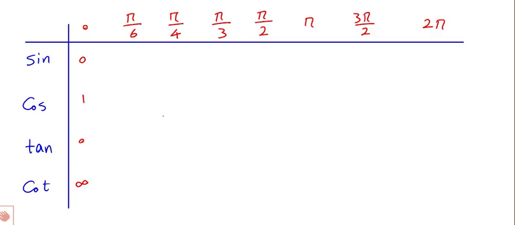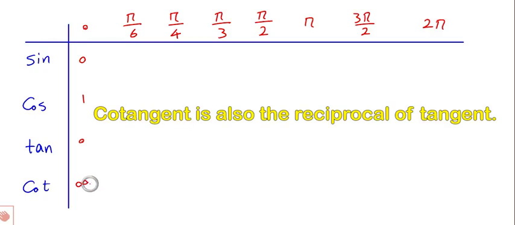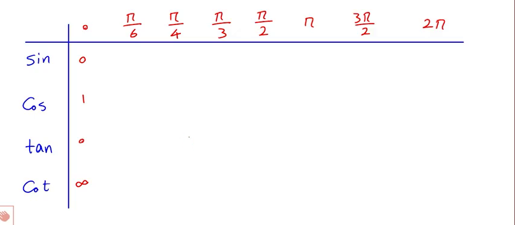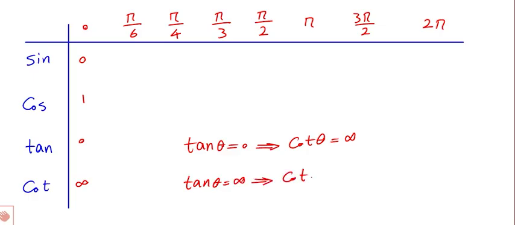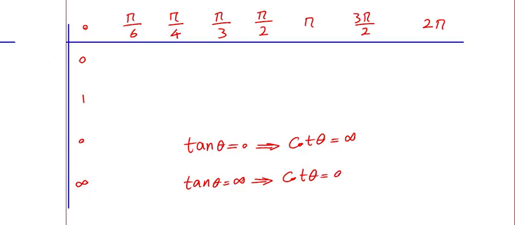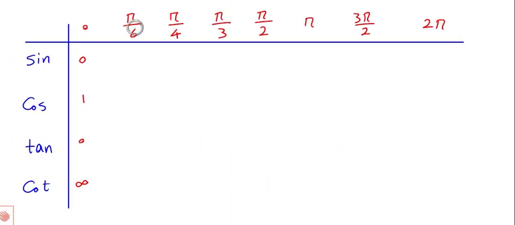Okay? Remember that cotangent is also the reciprocal of tangent. So, wherever tangent theta is equal 0, cotangent theta is undefined. And wherever tangent theta is undefined, cotangent theta is equal 0. Now let's move on to pi over 6.